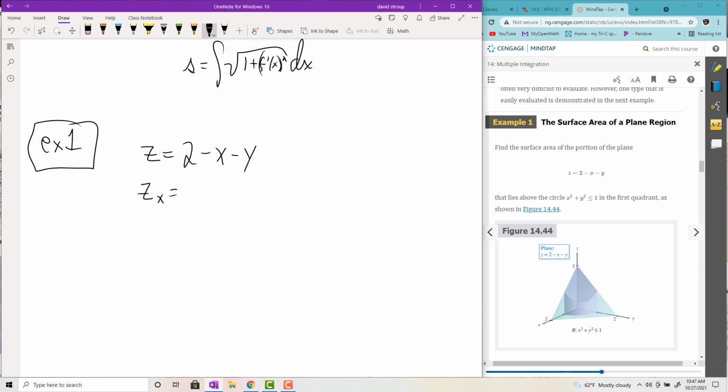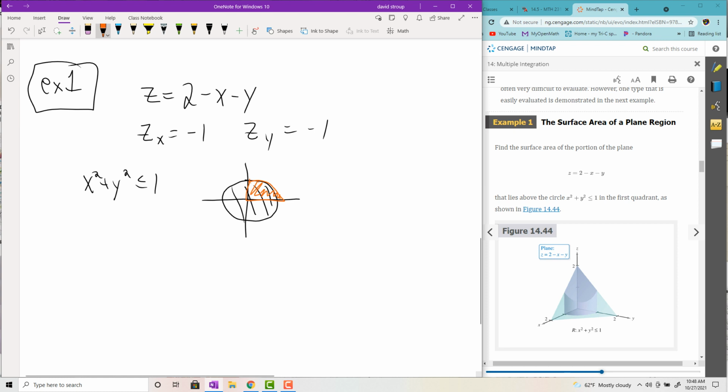So zx is just going to be -1, zy is just going to be -1, and so we'll have this region. We want the region above x squared plus y squared less than or equal to 1, which is a circle in the xy plane, everything inside the circle here. They only want it in the first quadrant though, so we are integrating over that region. And that z function, that surface, is a plane. So we may have forgotten how to draw planes. I will remind you really quick.